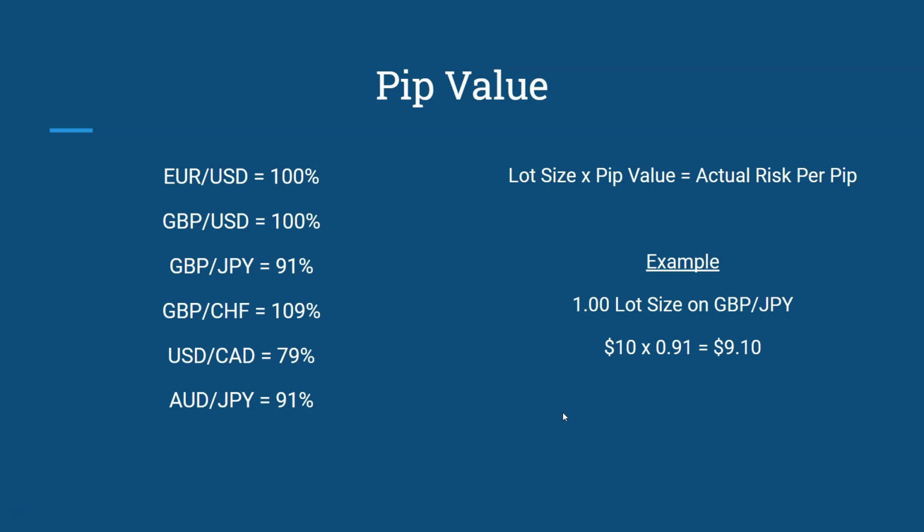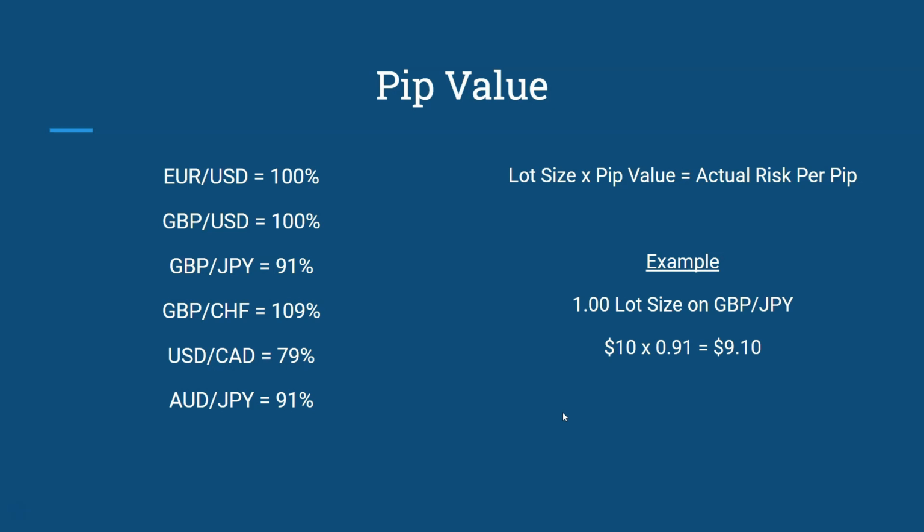One thing I do want to say, though, is pairs that are not 100% pip value tend to move more pips than the ones that are 100%. So I don't want you to think, well, why would I mess with those if they're not even going to pay out as much money per pip? Well, because they usually move more pips. So it kind of balances out.